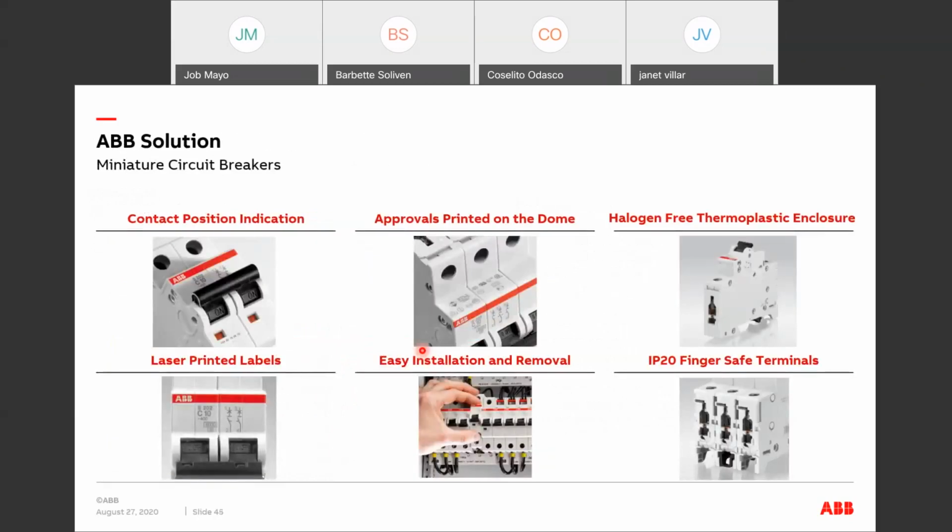So some of the few things that we need to check as well for miniature circuit breakers, of course, the contact position indicator, the approvals in the dome. Again, one of the more interesting qualities of ABB's miniature circuit breaker is basically the halogen-free thermoplastic enclosure, the laser printed labels, of course, the installation and removal, and IP20 finger safe terminals.